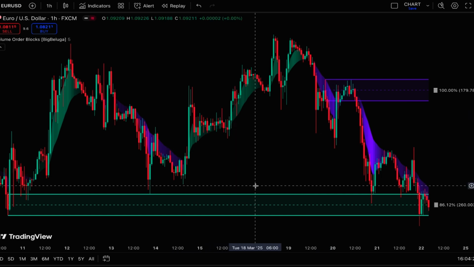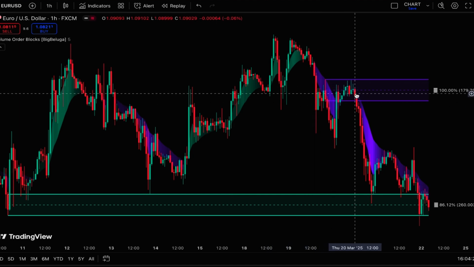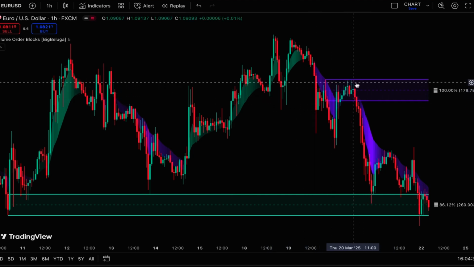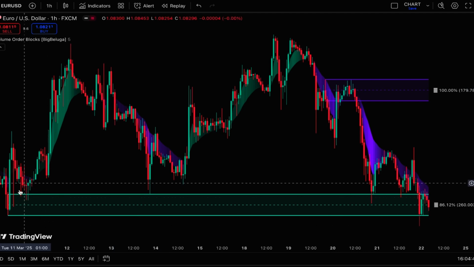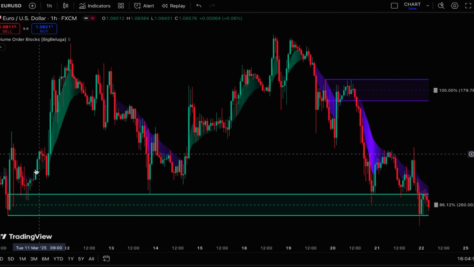When the shorter moving average crosses below the longer moving average, the indicator shows a bearish order block at recent highs, and on the other hand, when the shorter moving average crosses above the longer moving average, a bullish order block is shown on the chart, which is at recent lows.